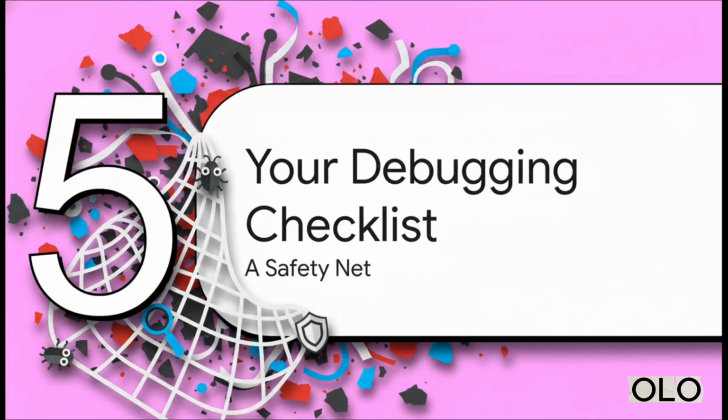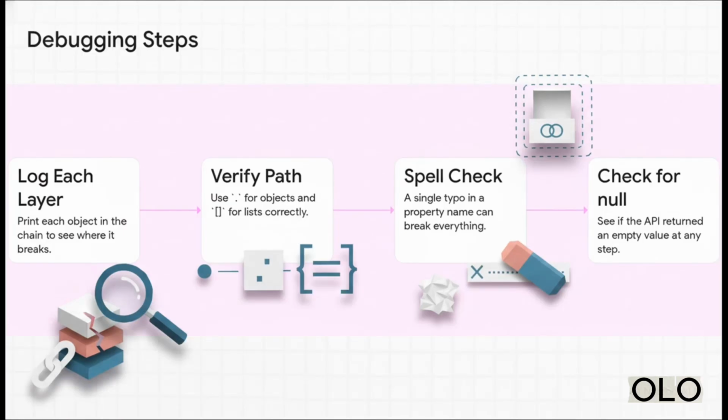Okay, so you get the structure now, but let's be real, code breaks. You're going to get an error trying to do this at some point. It happens to everyone. So when it does, here's your safety net. When you hit a wall, don't panic. Just go through this list. First, print out each step. Print response. Then print response.choices. See exactly where your path breaks.